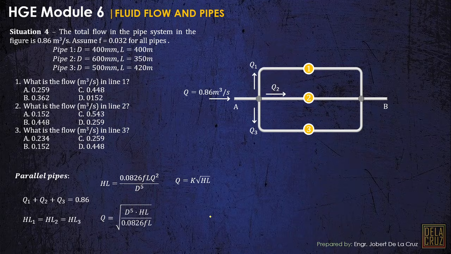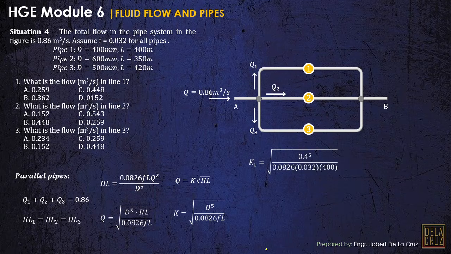Pwede tayong magkamali, no? So, what will I do is, we'll be calculating or separate natin yung constant K natin dyan. And ititira natin dito is the HL o yung head loss. So, ang mangyayari, pag ganito, kunin muna natin yung corresponding K. So, bali yung K is D raised to 5 over 0.0826 FL. Okay? So, yung matitira dito is square root of HL na lang.